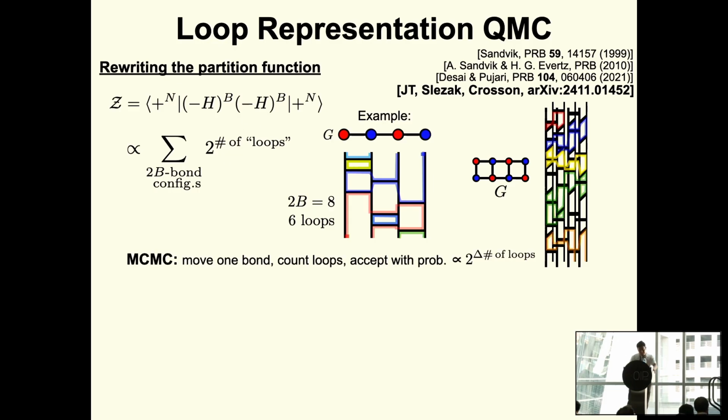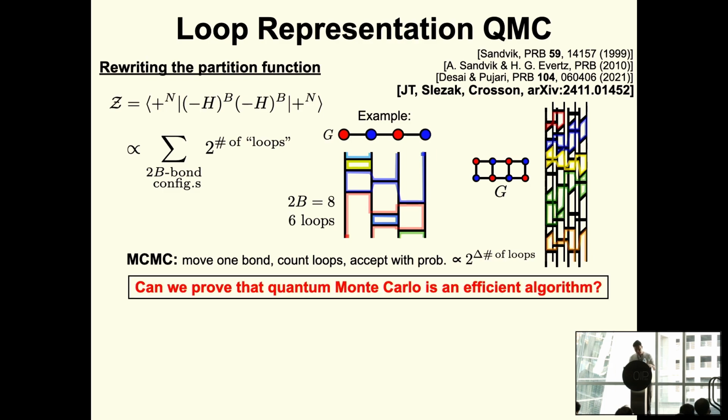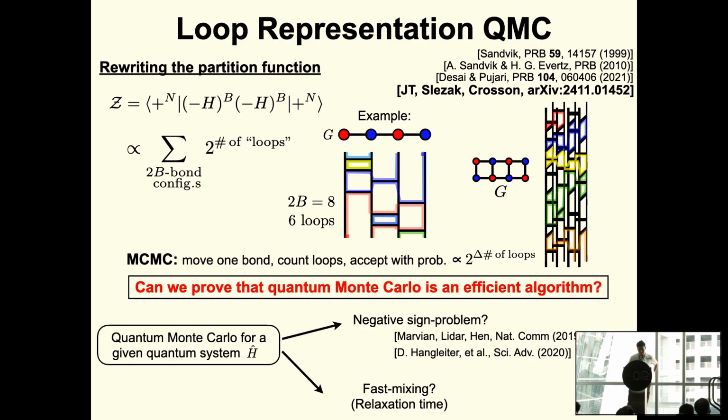Then we can consider a random walk on top of this kind of structure, where at each step you just pick one random bond and then move it to a random position, and then count the loops before and after this move so that you can accept that move with probability that's proportional to those 2 weights. And so this Markov chain is going to be the main algorithm that we're going to be analyzing in order to answer the question of, can we prove quantum Monte Carlo is efficient for these general bipartite cases?